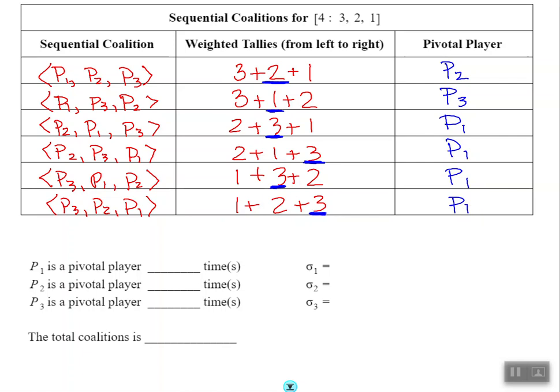So now we're going to go through and count. Player 1 is the pivotal player 4 times. Player 2 is the pivotal player once. Player 3 is the pivotal player once, for a total of 6 coalitions.